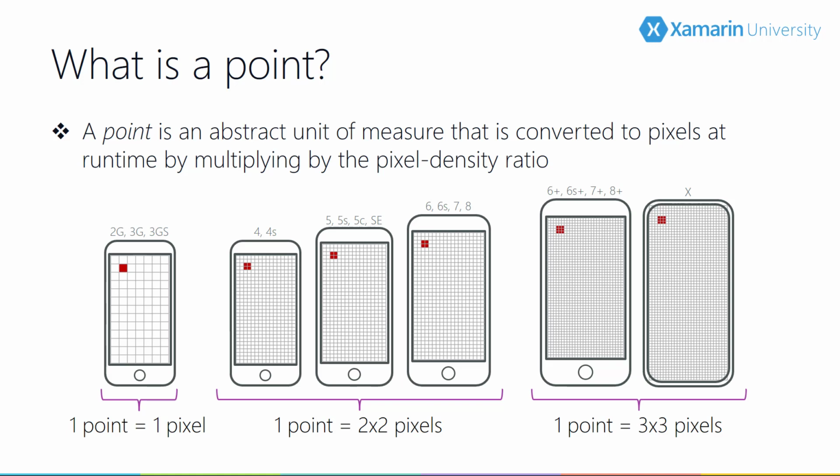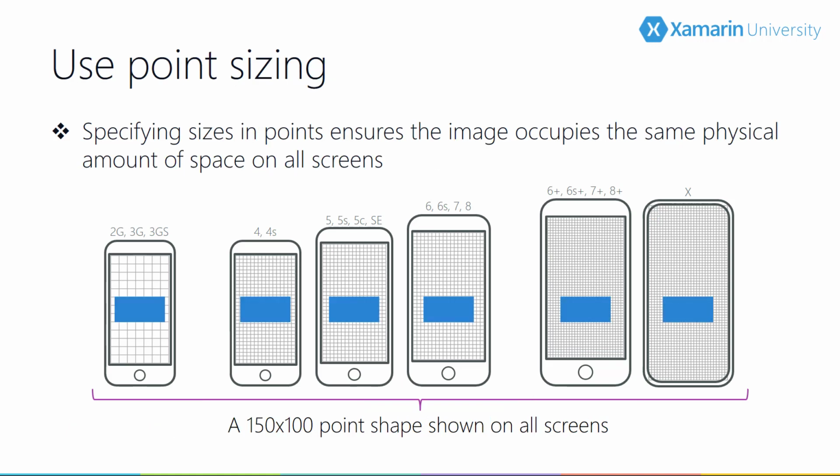What this allows us to do is something like this, where I can say I want this control to be 150 by 100 points. And now on every device, as you can see, the object is about the same physical size across the board. This is what really allows us to create a consistent looking user interface.